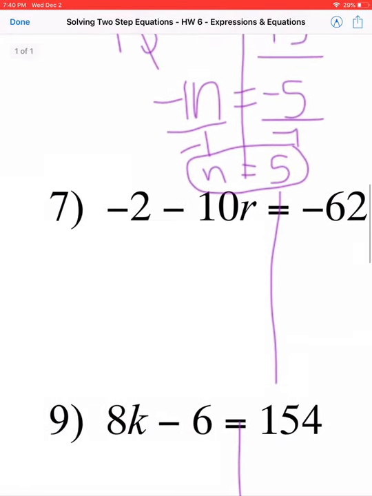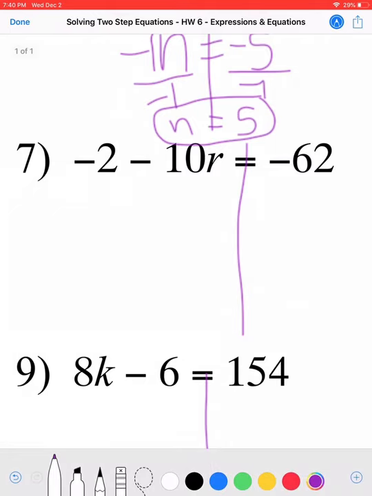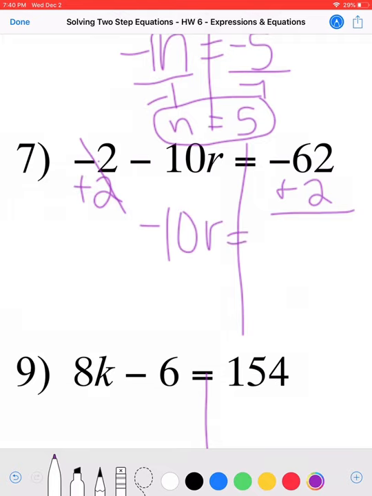Here we go. Right, so notice how I already have my party line. We're dealing with the whole numbers first. So our negative 2 is the whole number without the variable. What is the opposite of negative 2? It's going to be plus 2 to both sides. This side cancels. We're left with negative 10r equals negative 62 plus 2.